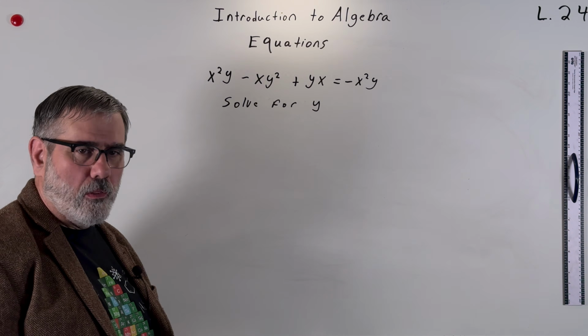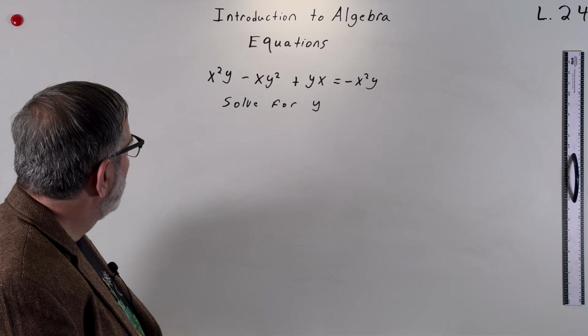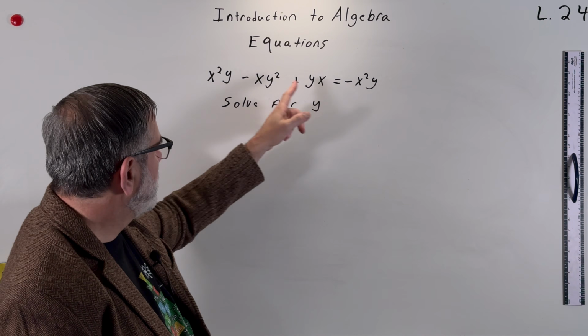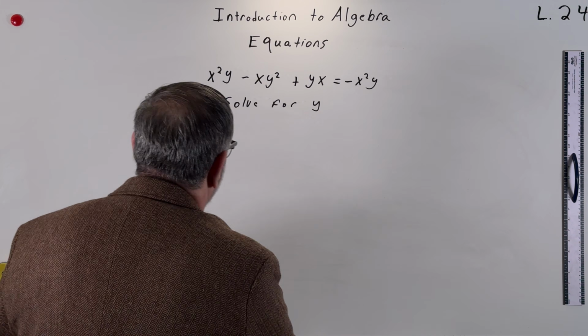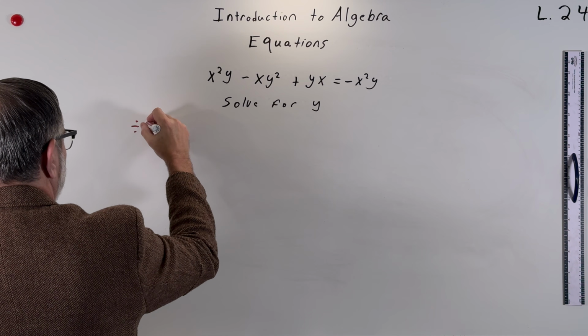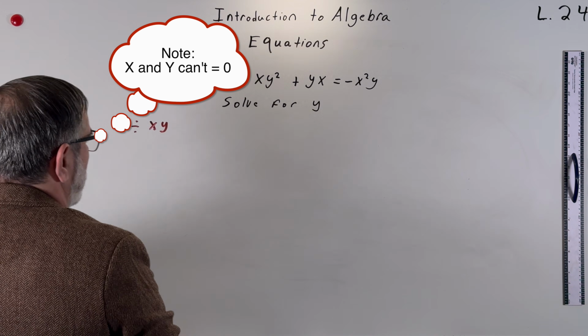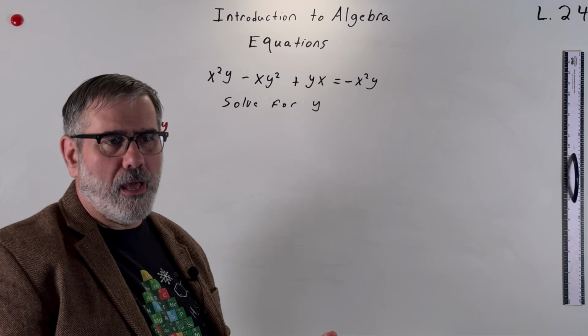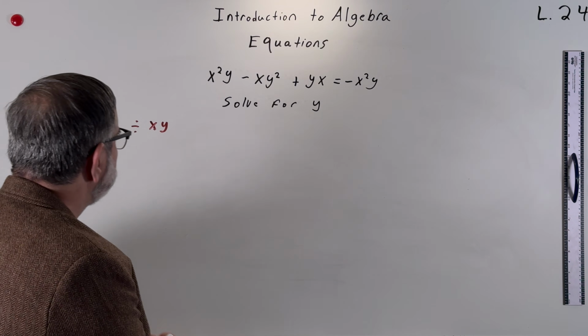The first thing I notice when I look at this is that we have a y in every term. Do you see that? You may also notice that we have an x in every term. So the first thing I'd like to do is divide both the left and right side, because if I do it on the left, I got to do it on the right, by x times y. And see if that doesn't make it look a little bit nicer. Does that make sense?